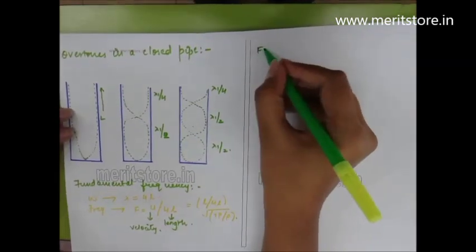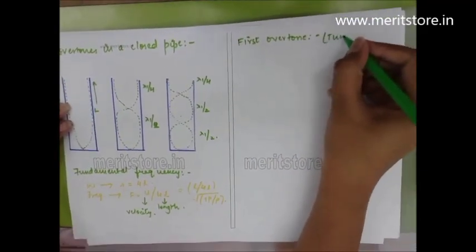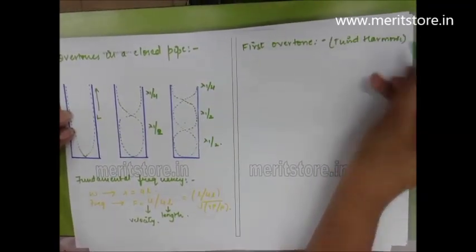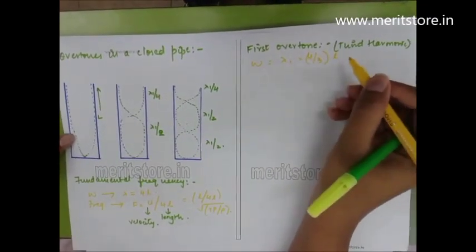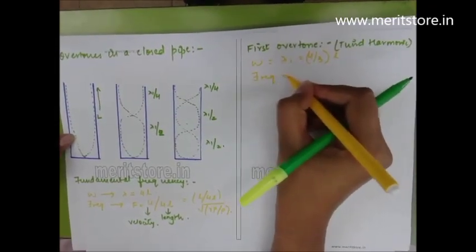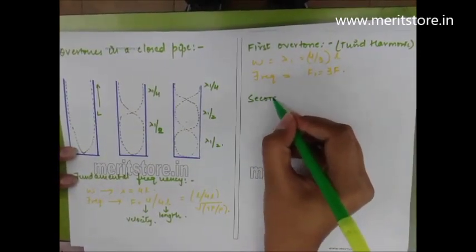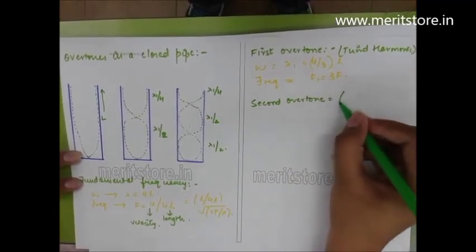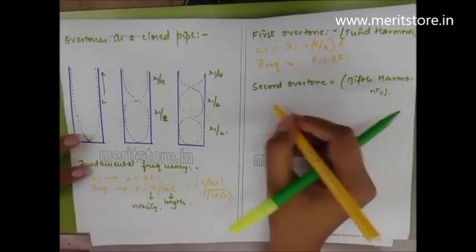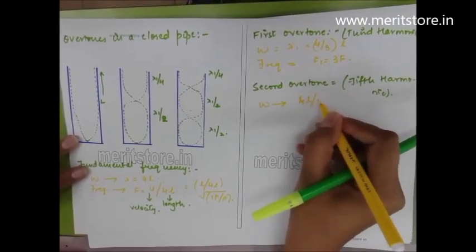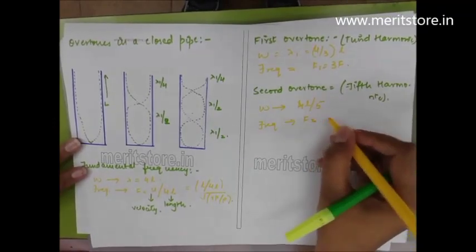First overtone, or you can say third harmonic. Here the wavelength is given as lambda 1 is equal to 4 by 3 L, that is the length. Frequency is given as f1 is equal to 3f. For the second overtone, that is also known as fifth harmonic, the wavelength is given as 4L upon 5 and the frequency is 5f.